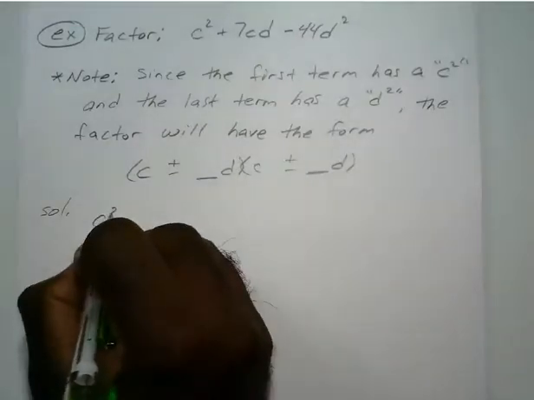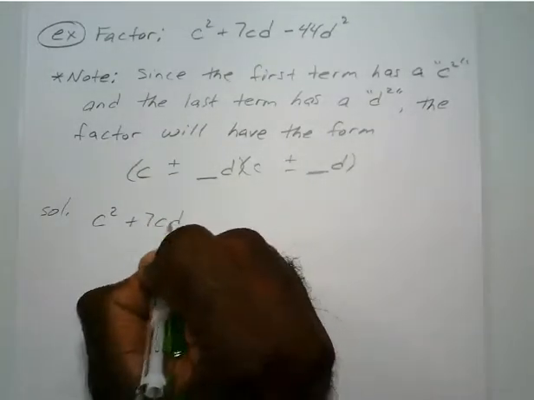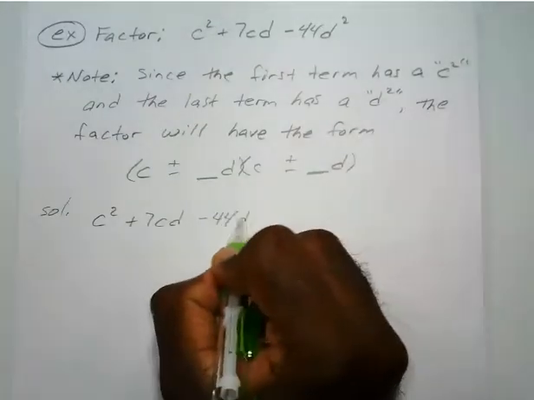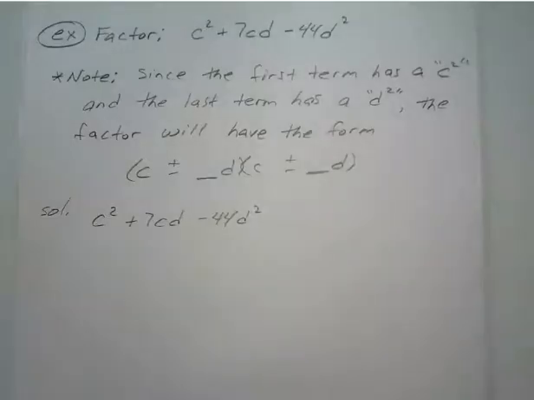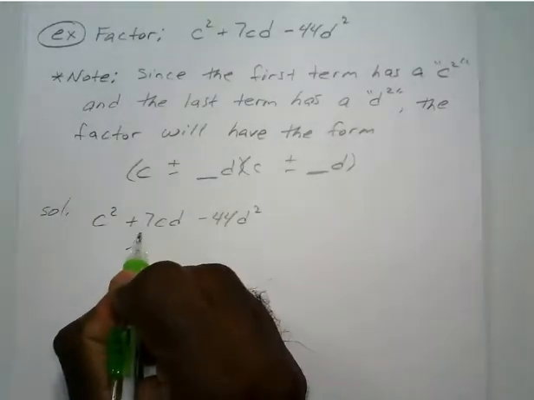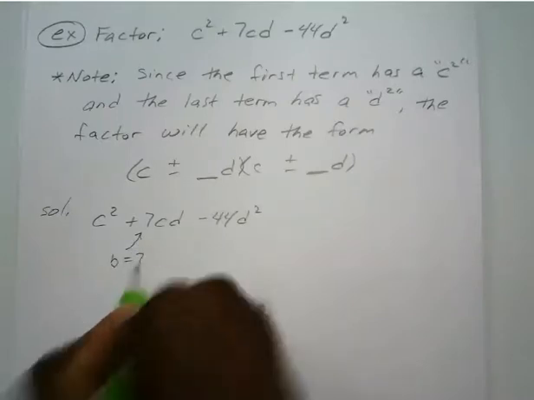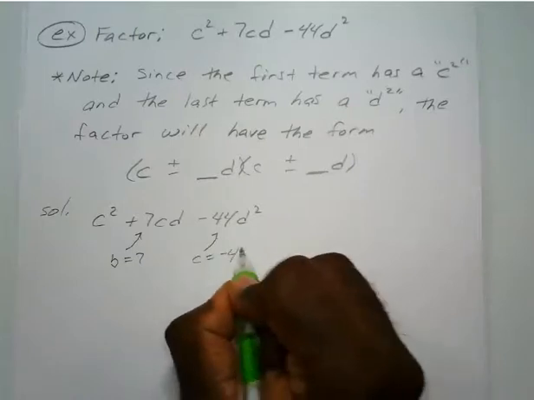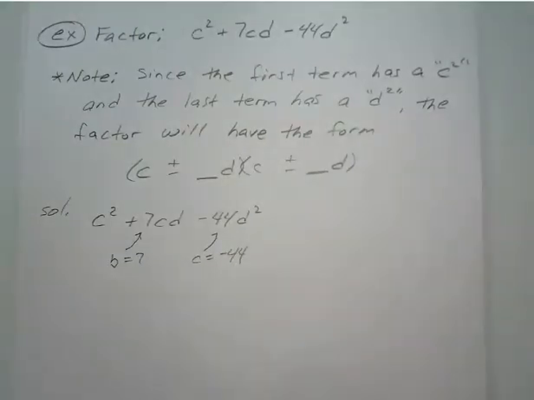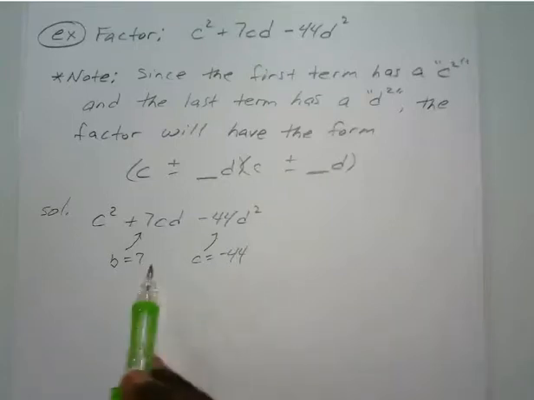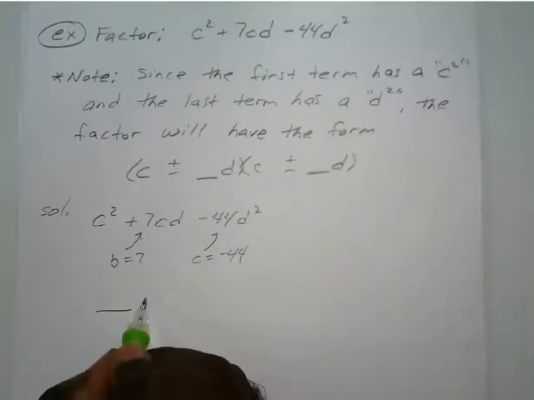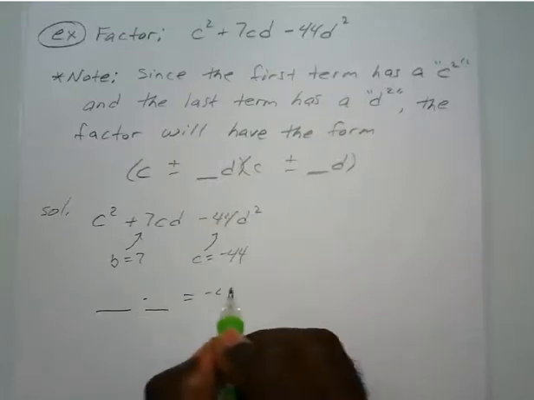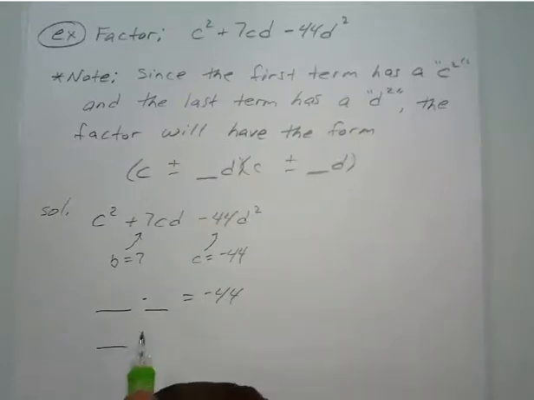Now we're going to go ahead and start solving, and I'll show you exactly what I mean. If we have c squared plus 7cd minus 44d squared, in this case you go right to what we did before, where your b is equal to 7 and your c is equal to negative 44. Now let's say I'm stuck, I don't know which values to look at, because we have two numbers that multiply to equal negative 44 and two numbers that add to equal 7.